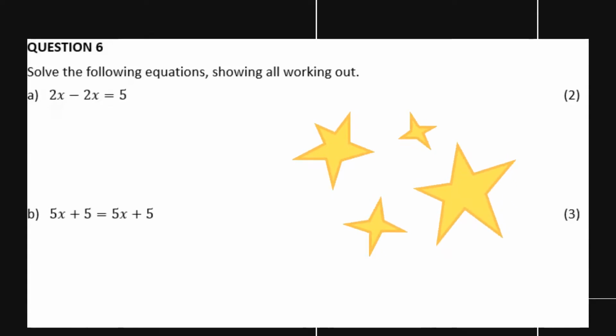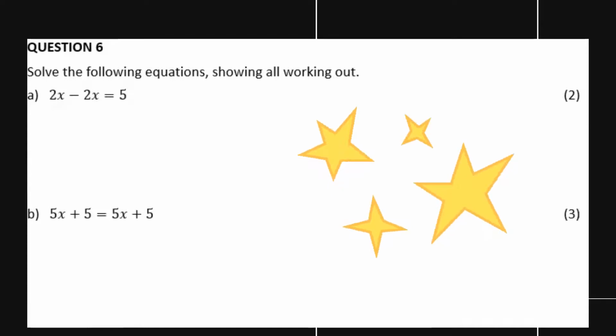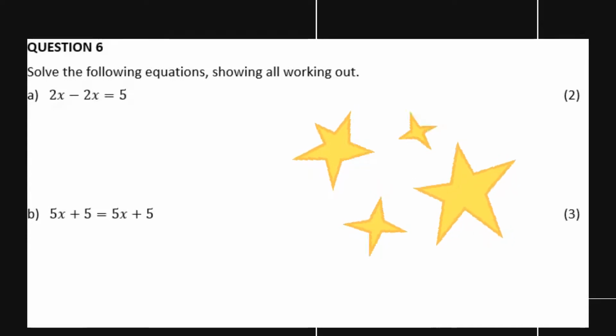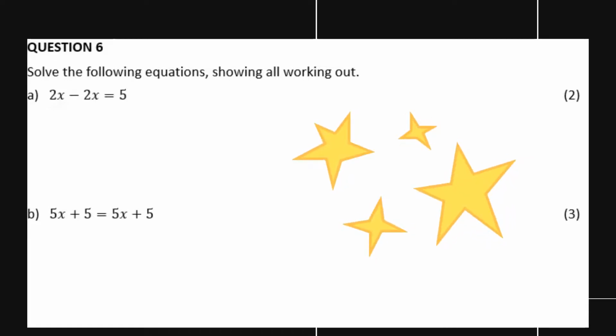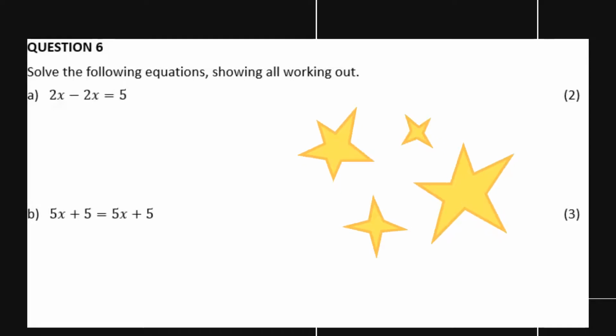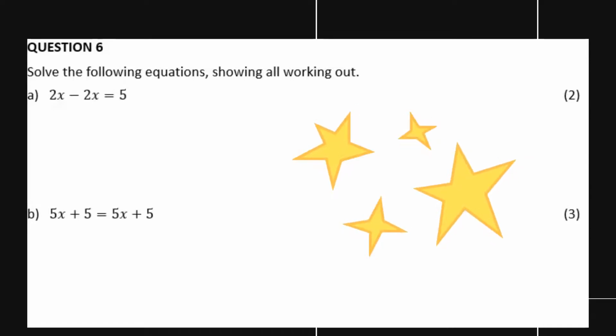From question 6, we will be focusing on algebraic equations. If you did question A and B now, you would see that the variables cancelled each other. This occasionally happens, and there's one of two reasons or answers that we can give to this.